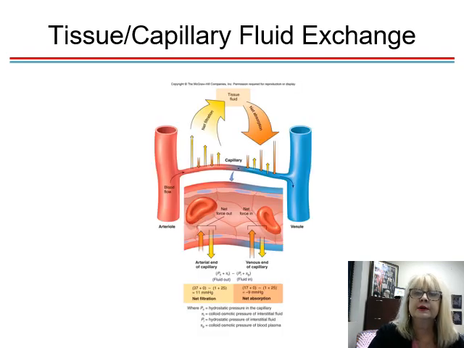Regarding the distribution of fluid across the wall of a capillary, the tissue or interstitial fluid is formed by filtration, the yellow arrows, as a result of blood pressure at the arterial ends of the capillaries, and it is returned to the venous ends of the capillaries by the colloid osmotic pressure of the plasma proteins, the orange arrows.